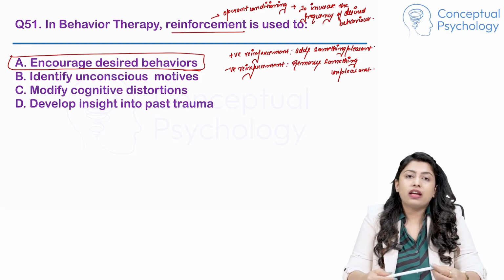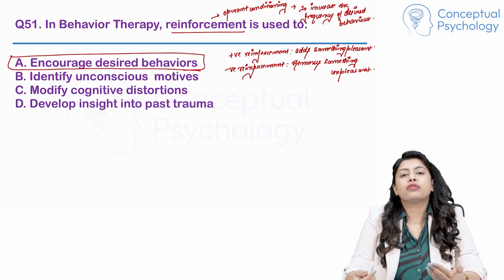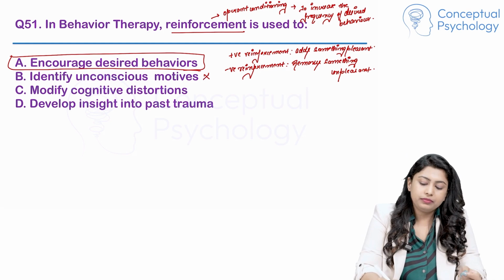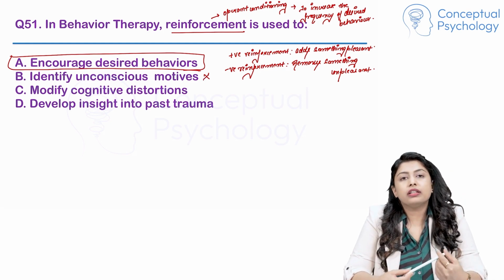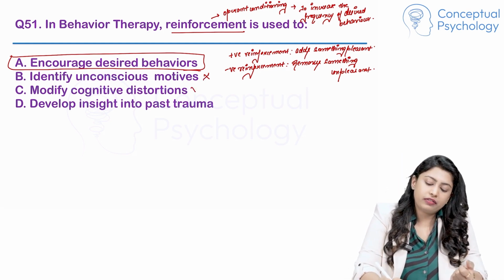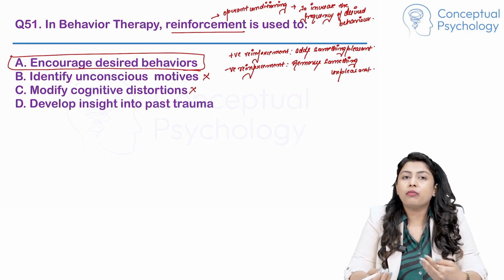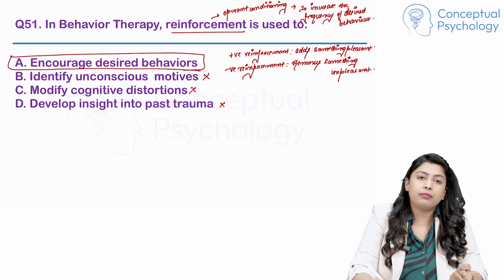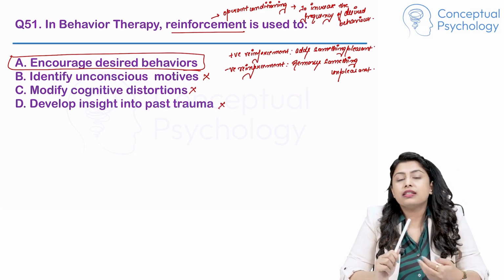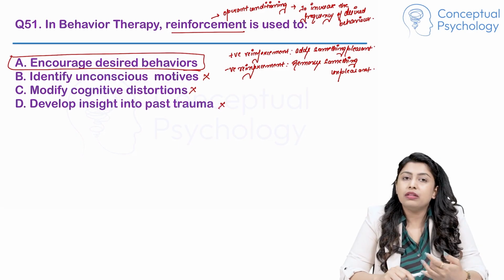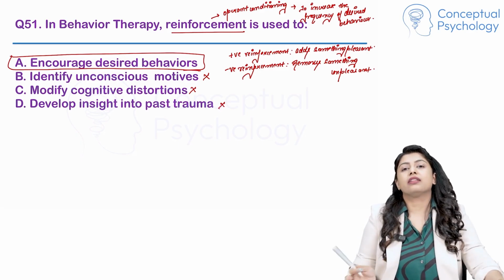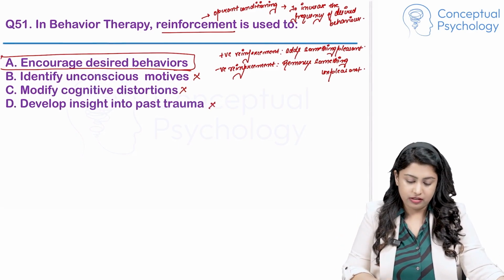B is identifying unconscious motives, which is the goal of psychodynamic therapy. C is modifying cognitive distortions, the goal of cognitive therapy. D is developing insight into past trauma, which is the goal of trauma-focused or psychodynamic therapies. So reinforcement is the key mechanism in behavior therapy for systematically increasing the occurrence of adaptive behaviors.